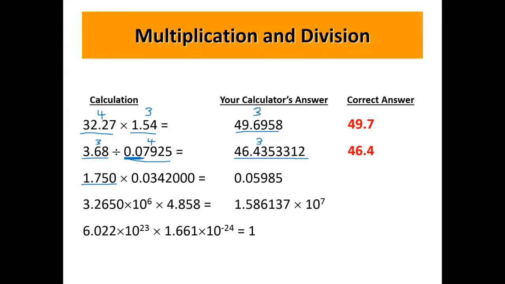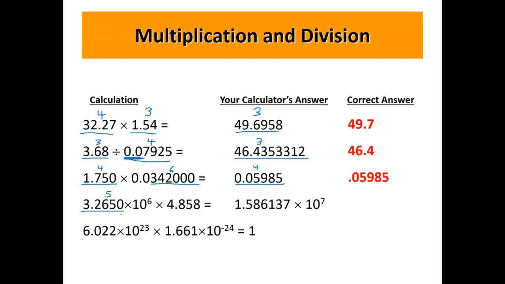No, I don't mind. So this one, the trailing zero is significant. That is 4. Leading zeros are not. Trailing zeros are. That has 6. So between 4 and 6, the 1.750 has fewer sig figs. I need 4 significant figures in my answer. In this case, it turns out that it already has 4 significant figures. So my answer is 0.05985.